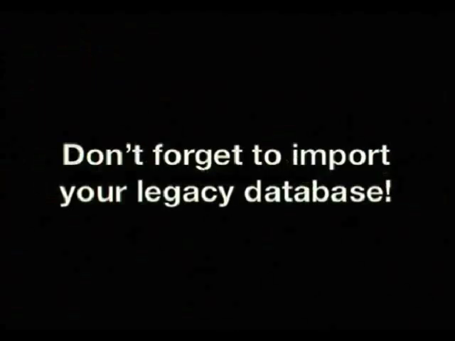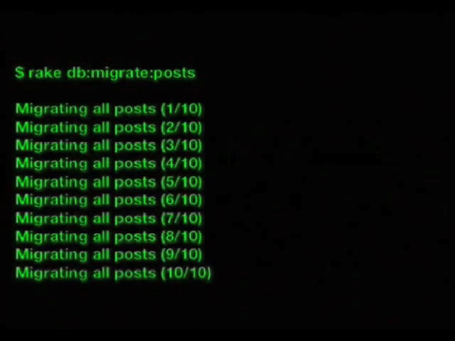So with that said, let's do some migrating. Again, an important step not to forget is to actually import your legacy database if you're doing this in development, or if you're connecting to a remote database, just make sure that that's accessible to you. So once we've set all that stuff up, we just go to our terminal and we run rake db:migrate:posts. And this is what the output would be. In this case, we're just migrating 10 blog posts.